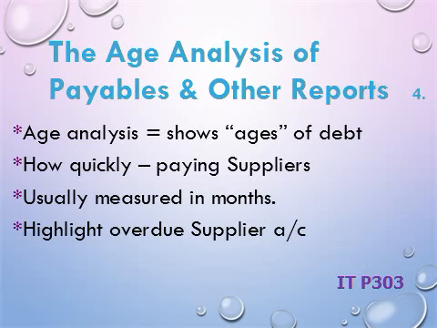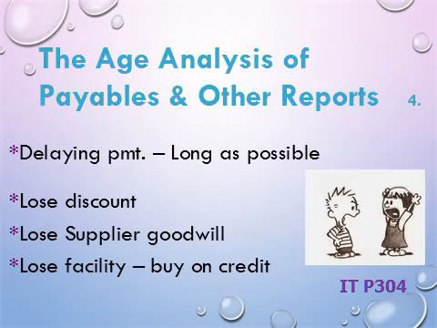4. The age analysis of payables shows the ages of debt. It shows how quickly the business is paying their suppliers. It is usually measured in months, and it can be used to highlight overdue supplier accounts. A business will want to delay making payments to suppliers for as long as possible. But if they delay making payments too long, the business could lose their discount. They could lose the supplier's goodwill. They could even lose the facility to buy on credit.